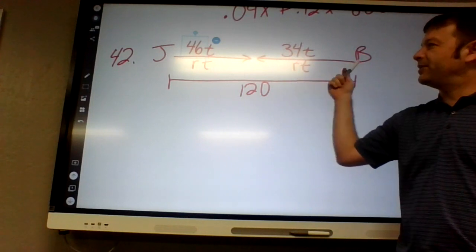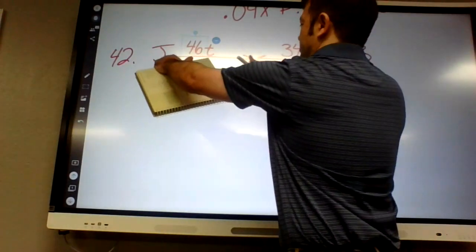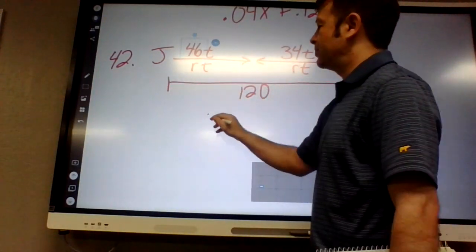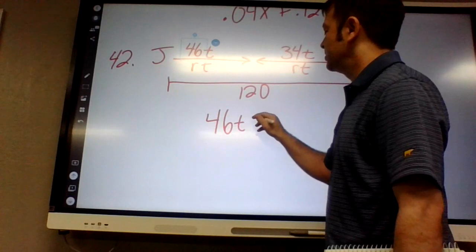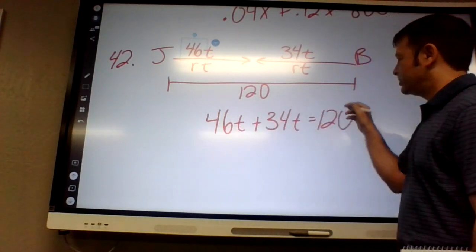Julie's and Beth's together should add up to the total distance, right? This plus this equals the total. So 46t plus 34t equals 120.